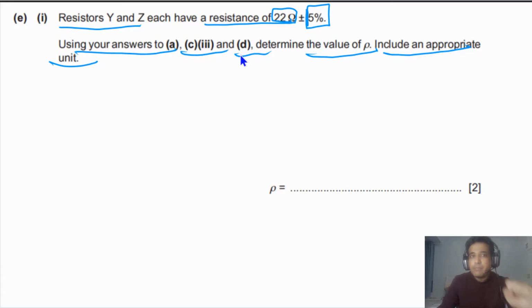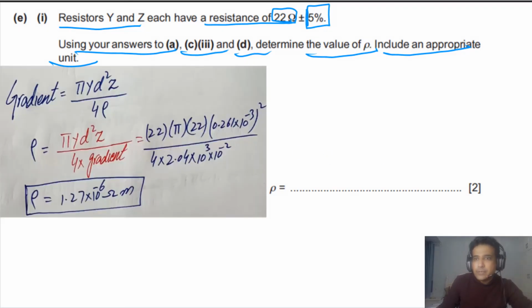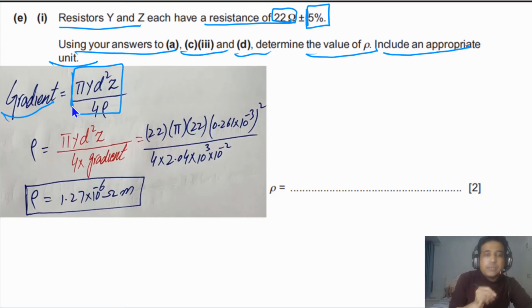So let me show you how we have done the answer for this part. For this part, you can see the gradient in part A. We have found the gradient was equal to this. So we can make E the subject. So this is equal to this one. And all the values are given to us, because in this case, this is the resistance. This is also resistance. And the value of D we have just found in part E. And that was in millimeters.